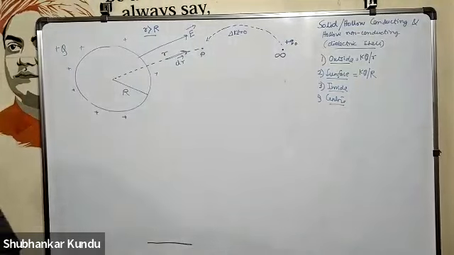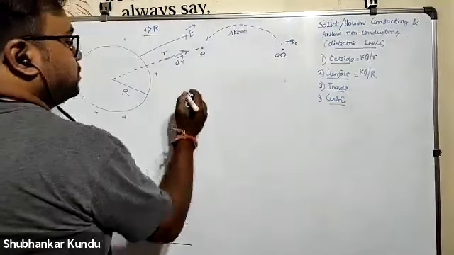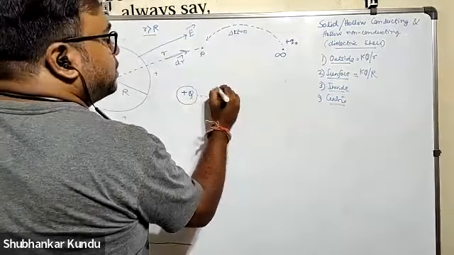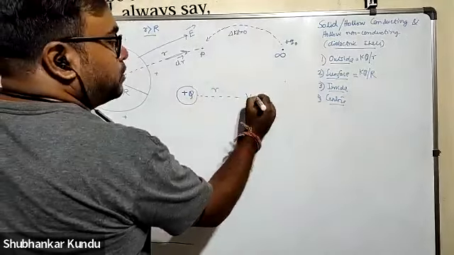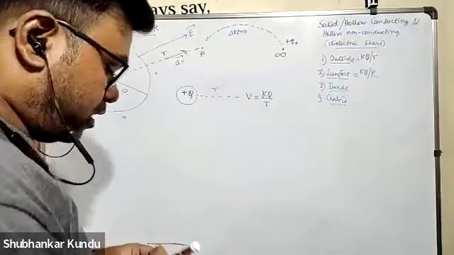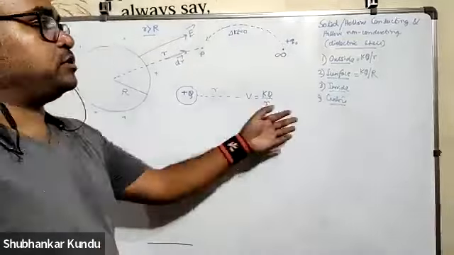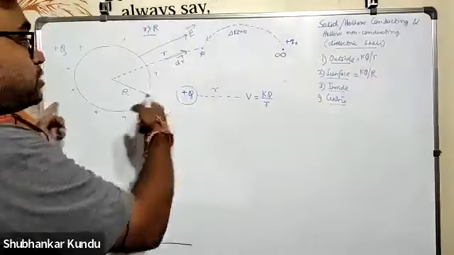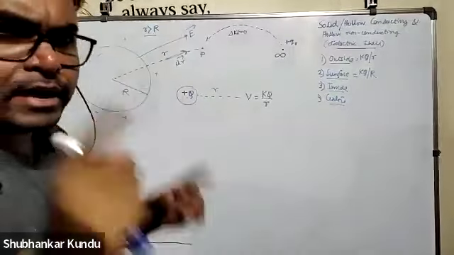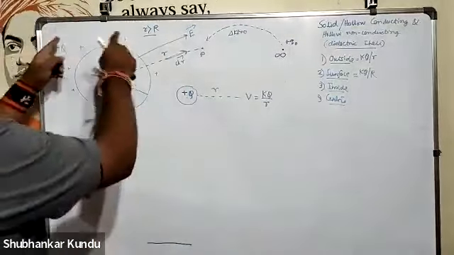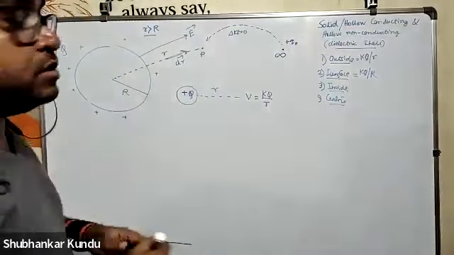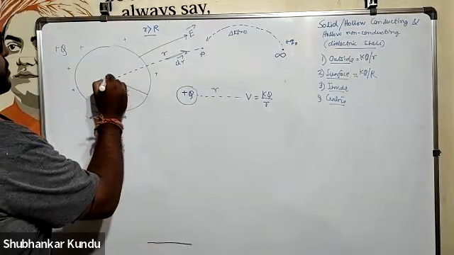Tell me one thing: when you have a point charge plus Q at a distance of r, what is the potential here? V is equal to kq upon r. So from a point charge at a distance of r, the potential is kq upon r. From a charged sphere, potential is kq upon r. So can I imagine that the charge is not on the surface of the sphere, rather the charge is at the center of the sphere?